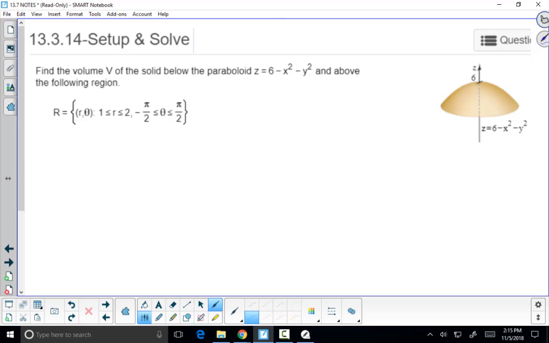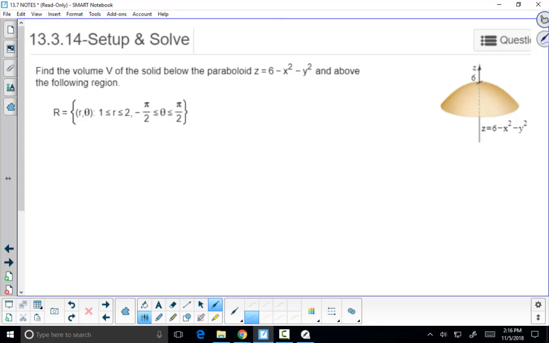Okay, so this says find the volume of the solid below this paraboloid and above the following region. So that paraboloid is opening down, and we want to figure out what the volume is on this region. We don't know if the paraboloid is going all the way down to the xy plane, or maybe it's going below it. We just have to look and analyze what the limits are, the lateral limits, the side limits.